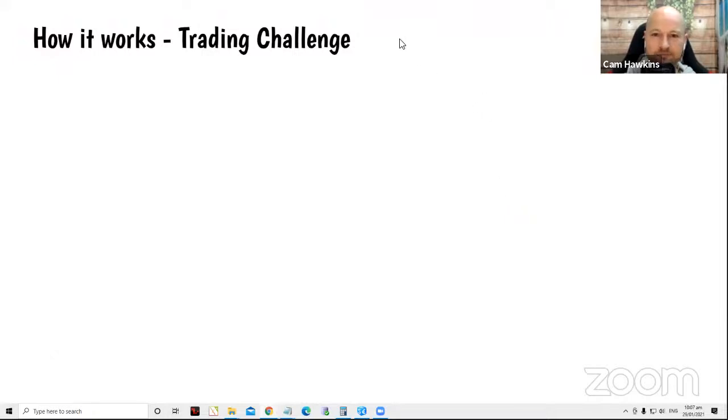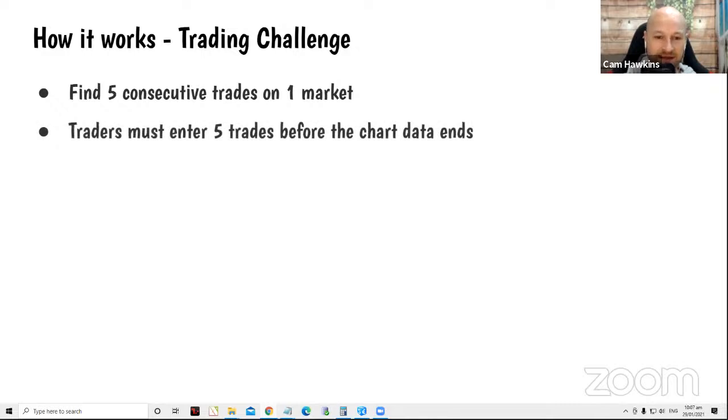So to start off with, how does this thing work? Well, it's slightly different from the TradingView challenge that we had last time. So let's go through it. So you're going to find 5 consecutive trades on one market. So I went out to you guys and asked you, do you want to see the guys do 5 different markets or one market, 5 trades? And it was a resounding 1 market, 5 trades. So that's what we're going to do. We're going to get them to step forward in time and find these 5 trades. So thank you very much for letting me know that this is being heard.